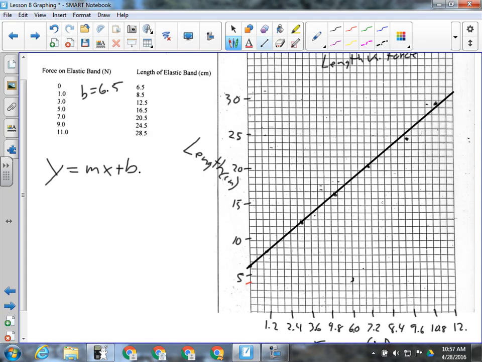Okay, and then I need a grid intersection that I can use to get y and x from. That way I can solve for m. All right, I've got a nice grid intersection right here. It's almost perfectly through the intersection, not too high, not too low. All right, so for that one, I'm going to go across to here, and its y value is going to be 22, and its x value is going to be 7.6.